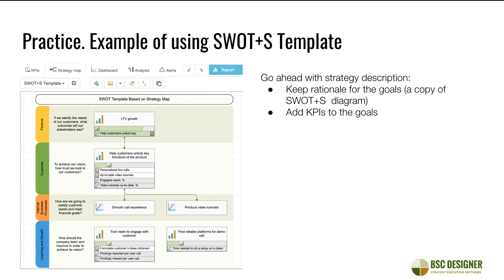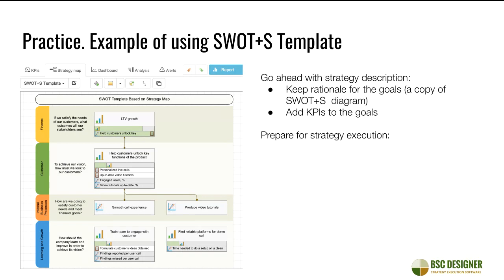Once you did it, the next step is to make your strategy more tangible, more controllable. How to do this? Like we did for the customer perspective, we have aligned two indicators with the goal. So now we know how we are going to measure this goal, how we're going to understand if actually more people unlocked the key functions of the product. We will be looking at those indicators. And we can also add some leading indicators as well. Not just lagging indicators, but leading ones that will quantify our success factors.